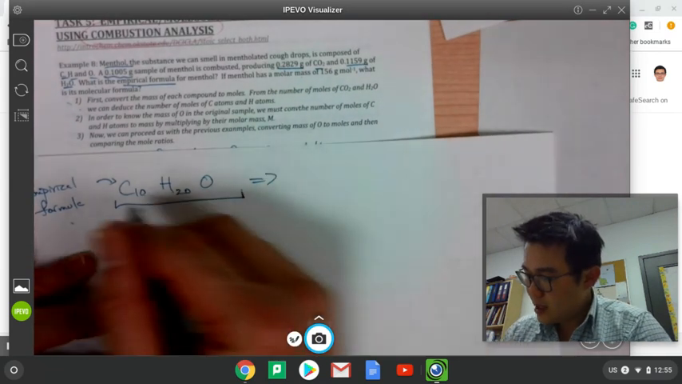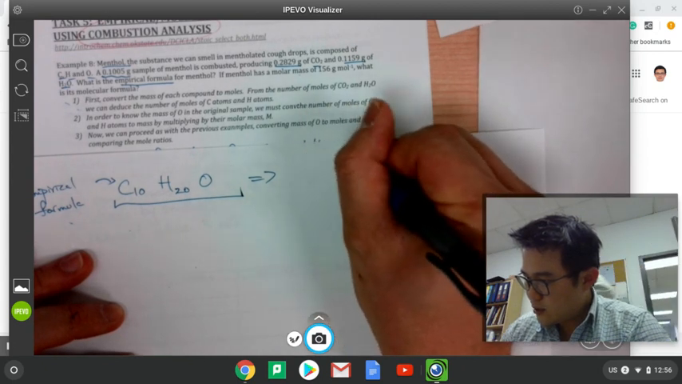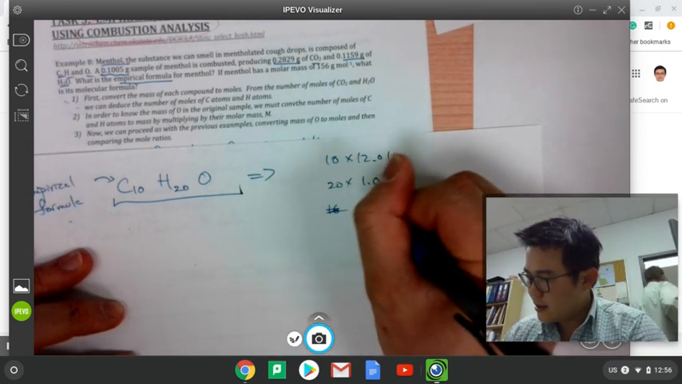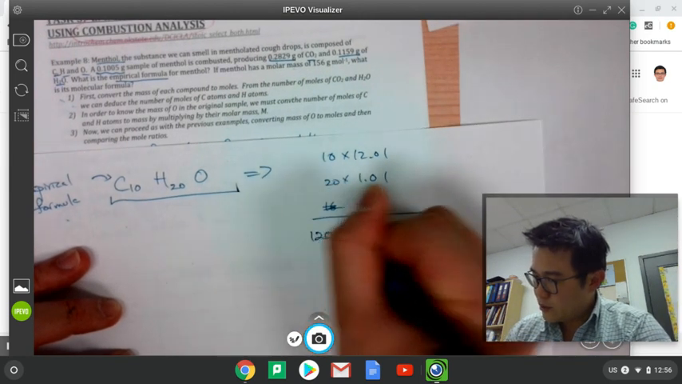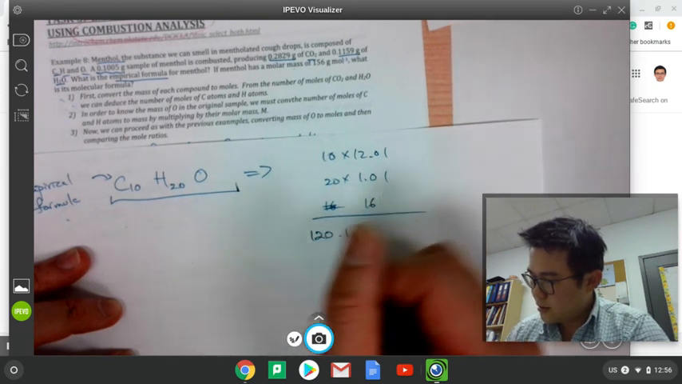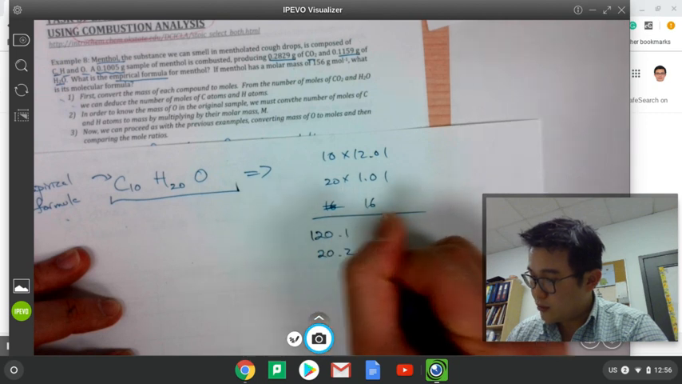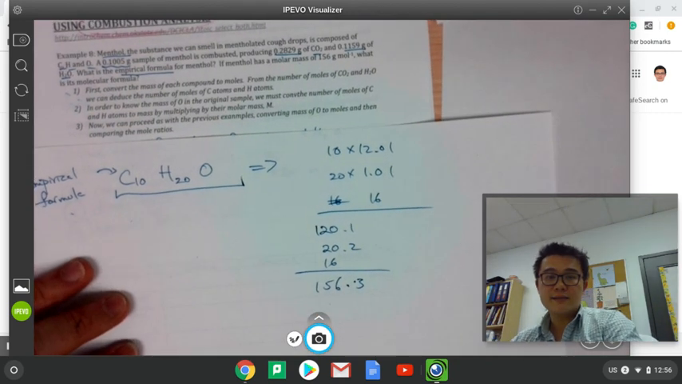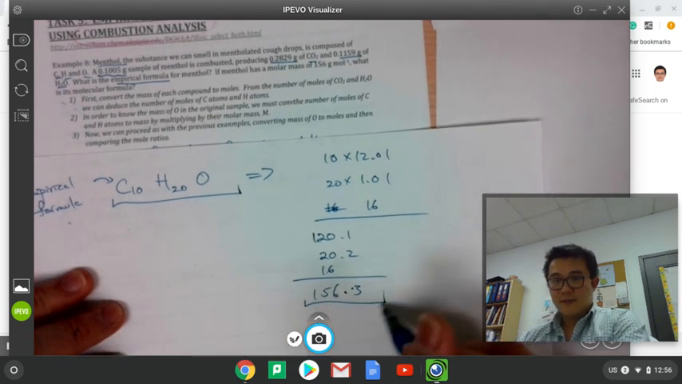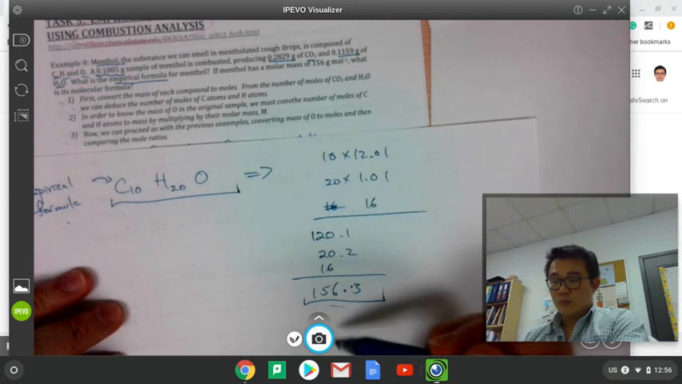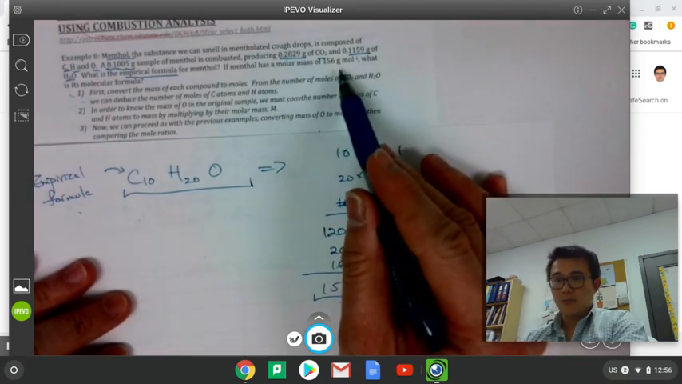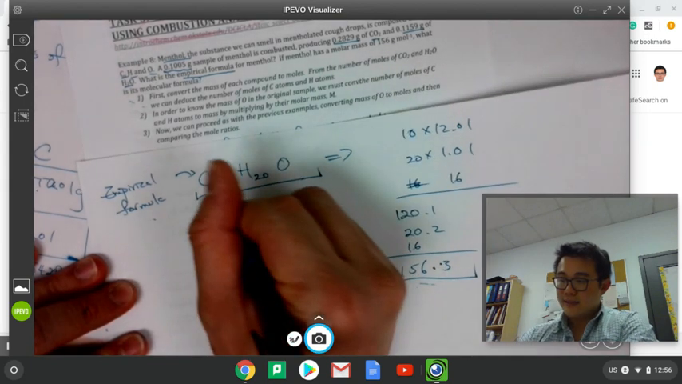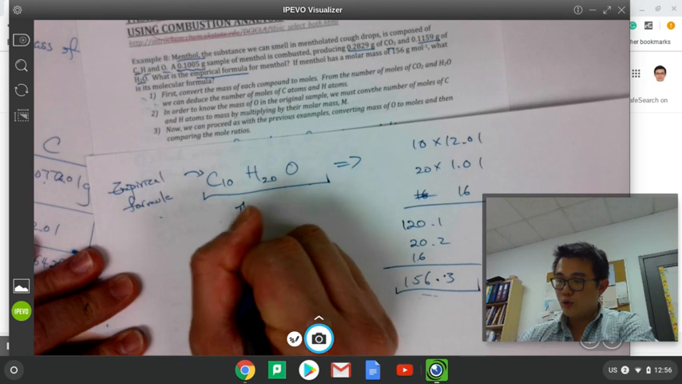Okay, so let's figure this out. Carbon is 12.01. There's 10 of them. Hydrogen is 1.01. There's 20 of them. Oxygen is 16. So in this case, 120, plus 20.2, and 16. So that's 156.3, practically 156. Oh look, the molar mass of this empirical formula is the same as the molar mass of this. Hence, this is also the same as the molecular formula.